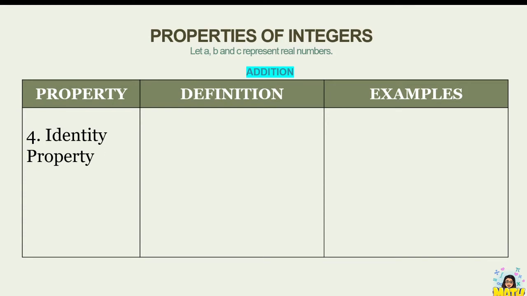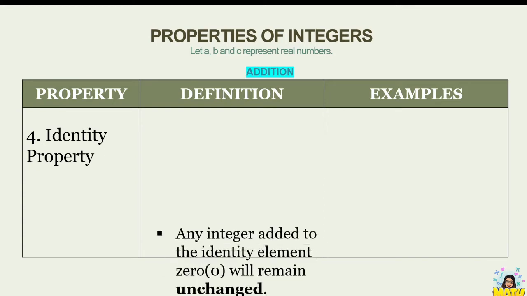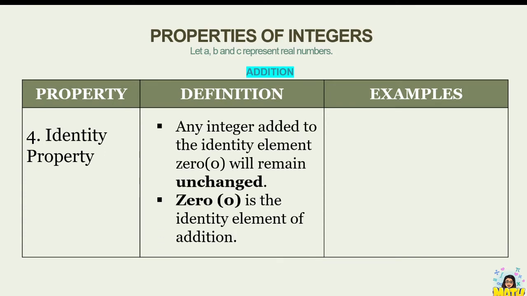Fourth one is identity property. Any integer added to the identity element 0 will remain unchanged. Ibig sabihin, any number added to 0 will reflect its identity or the number itself. That is why we call 0 as the identity element of addition, because whatever number na i-add mo sa 0 will have the same value of that number.